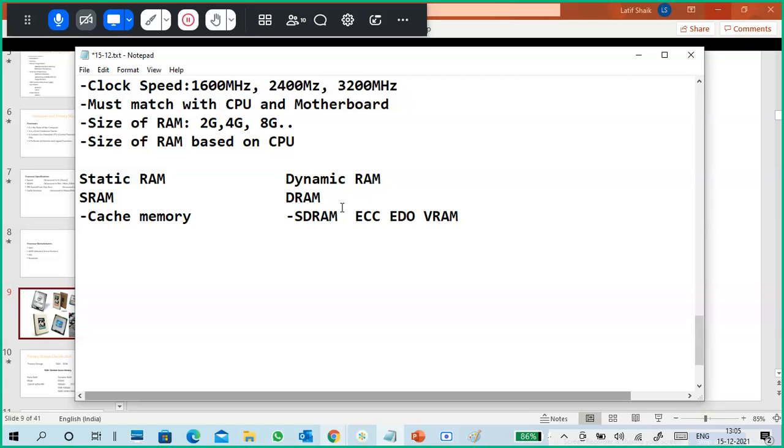So these dynamic RAMs are developed into different types of RAMs. What is SDRAM? SDRAM means synchronous dynamic RAM. This SDRAM further developed into DDR. So the actual name of DDR is DDR SDRAM. A lot of people think DRAM is developed into DDR. No, no. It is the next level of SDRAM. SD means synchronous dynamic RAM. DDR means double data rate.